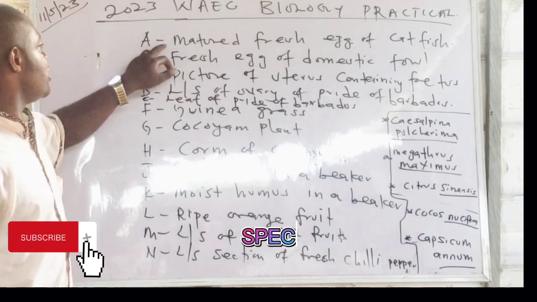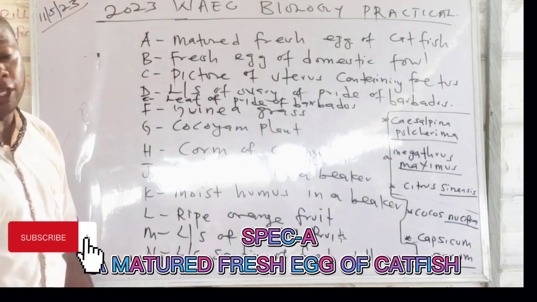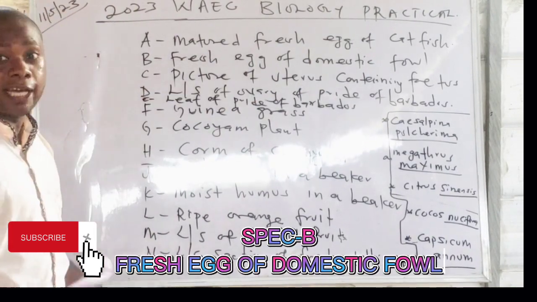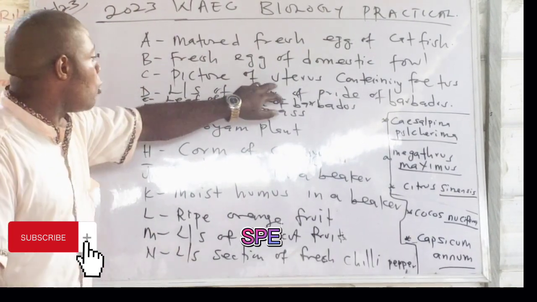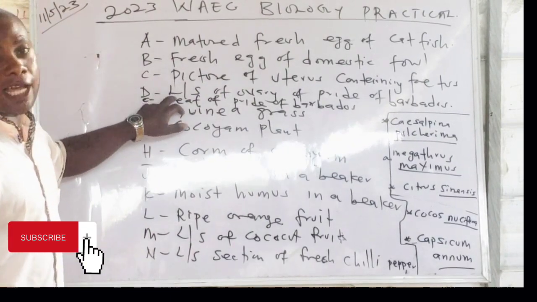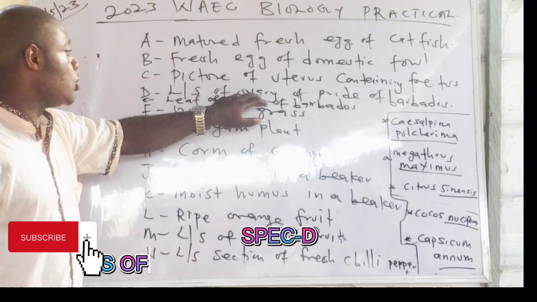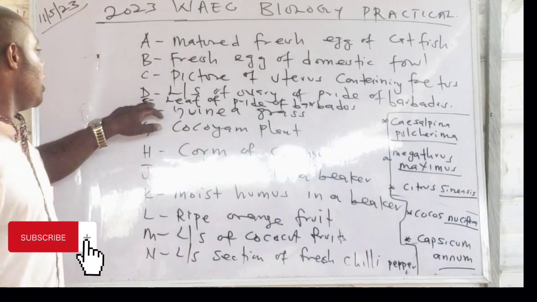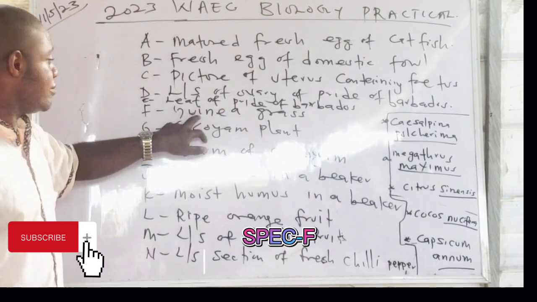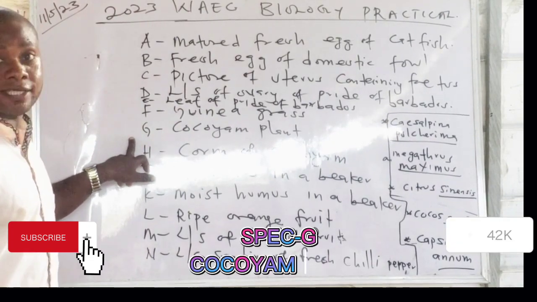Specimen A is a matured, fresh egg of catfish. You know catfish now. Specimen B, fresh egg of a domestic fowl. C, picture of uterus containing fetus. Specimen D, LS. LS means longitudinal section. Longitudinal section of ovary of Pride of Barbados. Then E, we have leaf of Pride of Barbados. F, we have guinea grass. Then we have cocoyam plants.